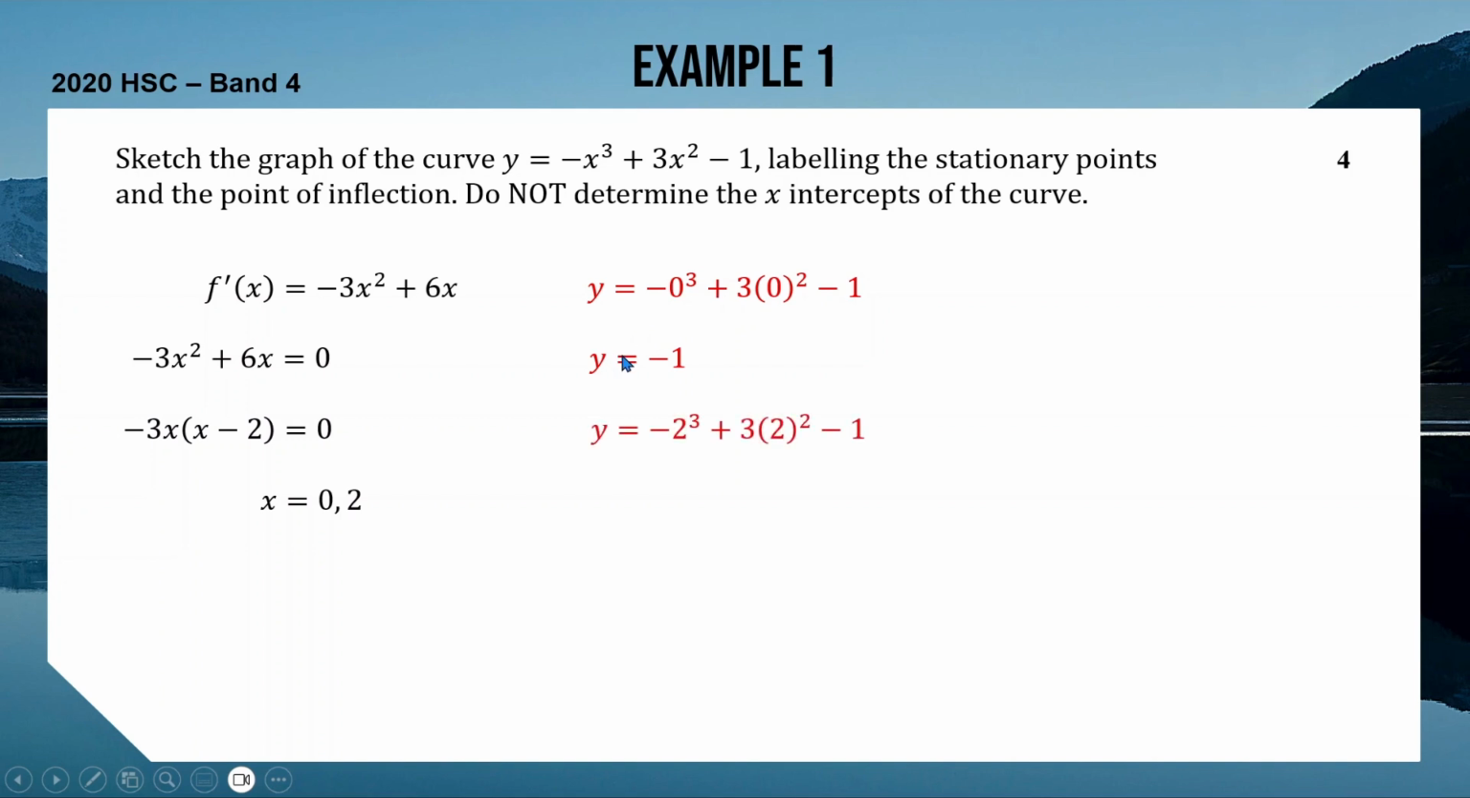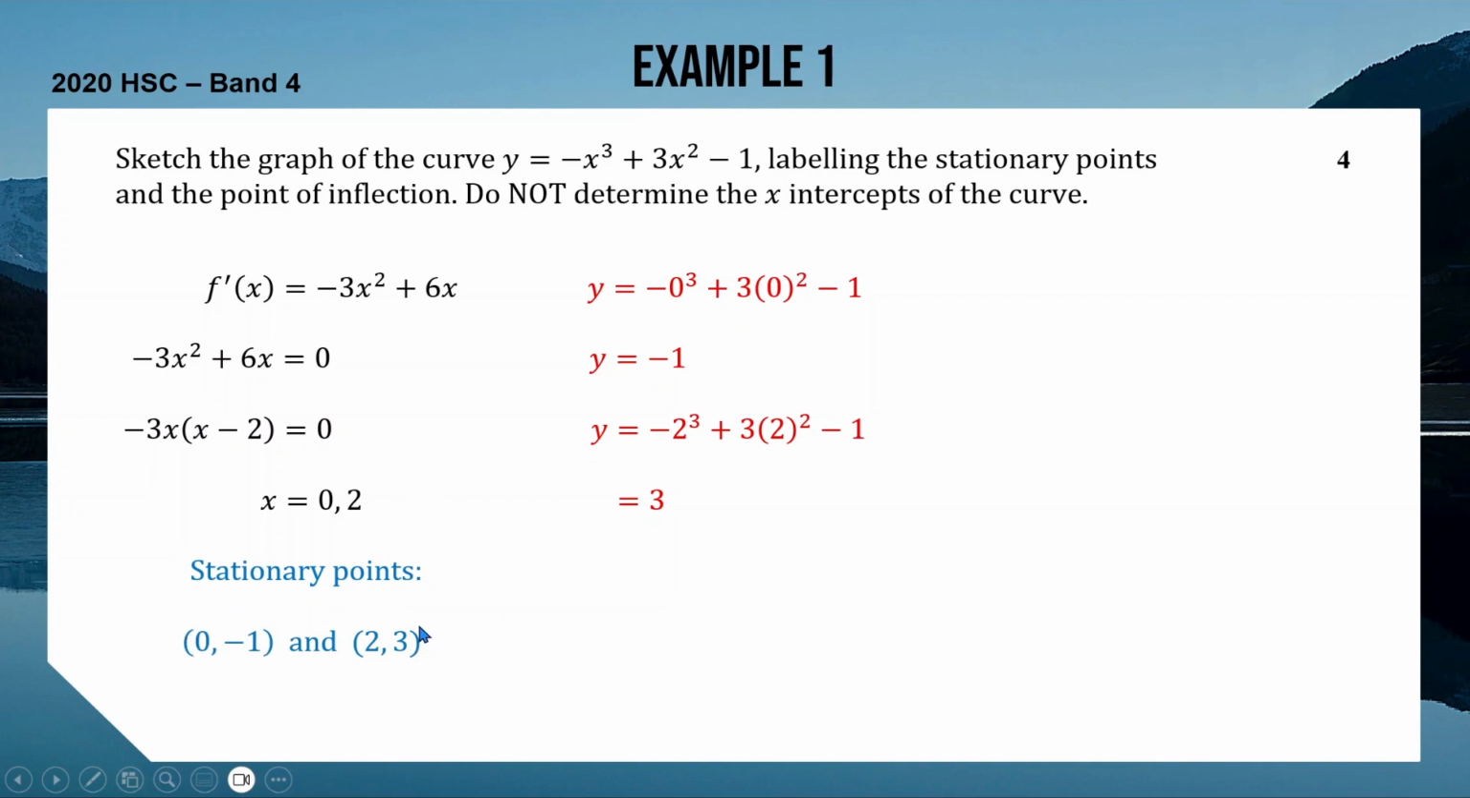That's our first point. For the second one, we let x equal 2, once again into the original equation, so we get negative 2 cubed plus 3 times 2 squared minus 1. Calculating this gives us a value of 3. So our first stationary point is at (0, -1), and our second stationary point is at (2, 3). Okay, so we've found where our stationary points are.